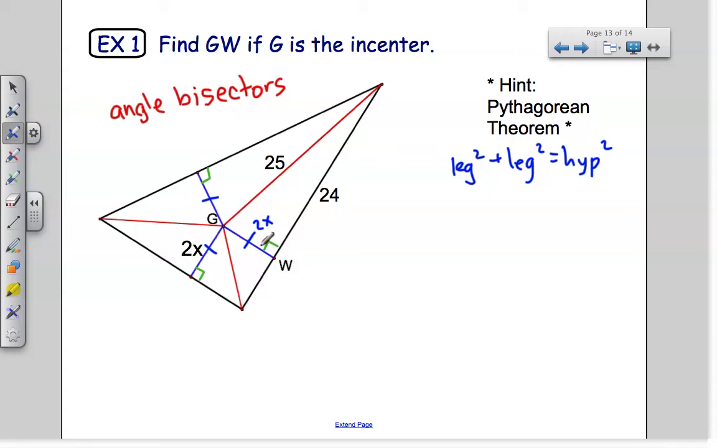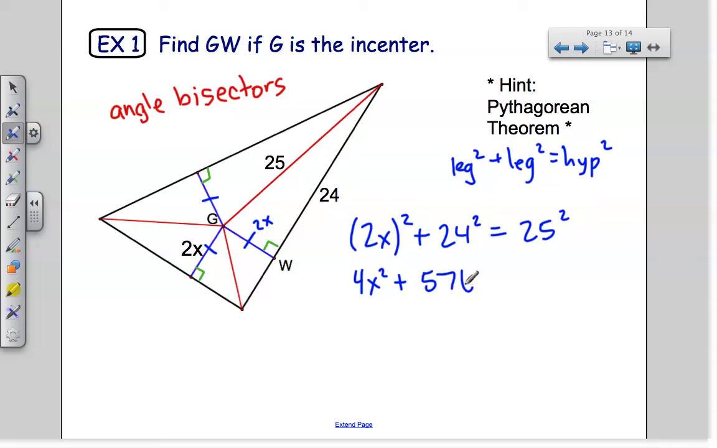Now one leg of the right triangle would be 2x, so I have to do 2x quantity squared. Be careful, I'm going to have to square 2 and x. Plus the other leg of this right triangle would be 24, because it's touching the right angle. So plus 24 squared equals, the hypotenuse of this right triangle is opposite from the right angle, or 25 squared. Let's solve for x so that we can find the length of GW. Now 2x squared, I have to do 2 squared, which is 4, and x squared, plus 24 squared is 576, equals, and 25 squared is 625.